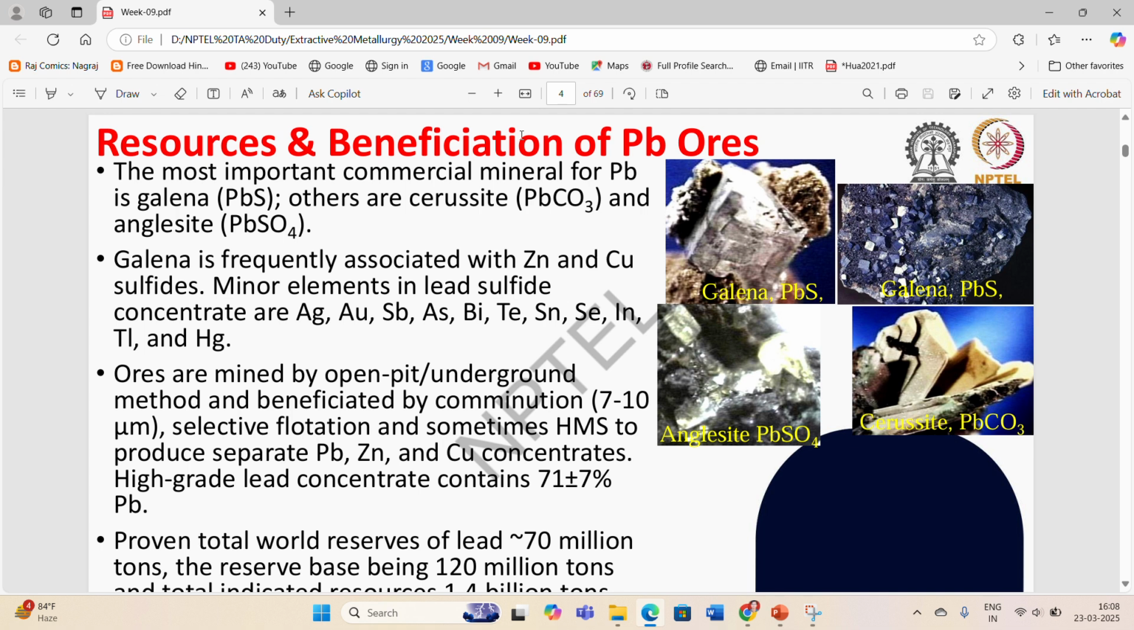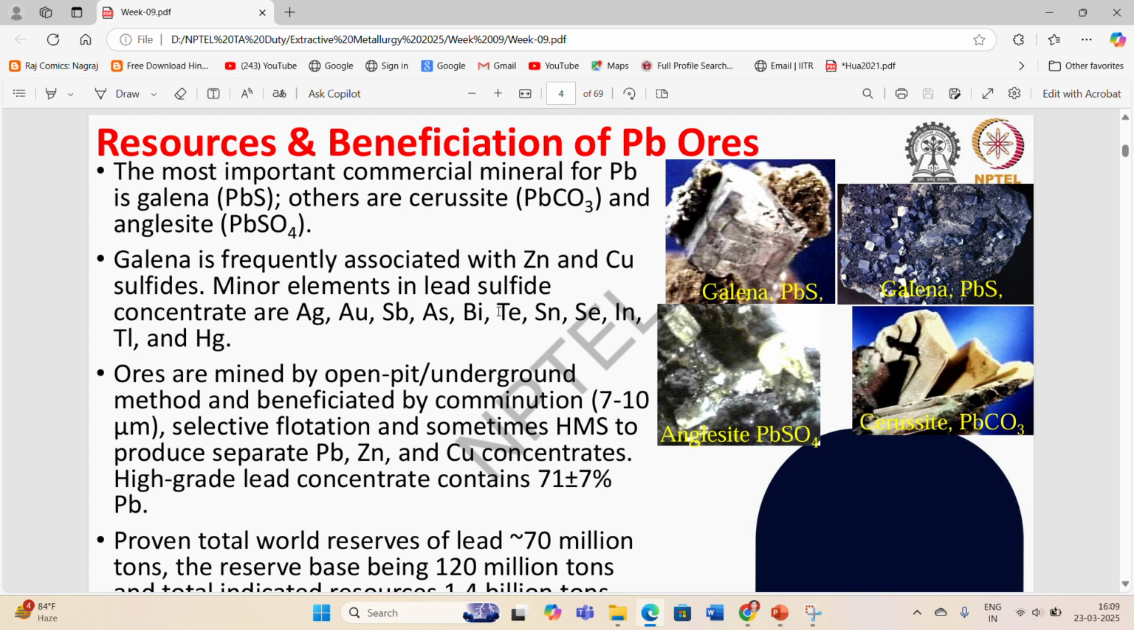Minor elements which can be concentrated in lead sulfides are silver, gold, bismuth, arsenic, antimony, tantalum, tin, beryllium, indium, titanium, and mercury. So, these are some elements which can also be extracted from these galena ores. Ores are mined by open pit or underground methods and beneficiated by comminution down to 7 to 10 micron for achieving the proper liberation size to concentrate the lead-containing galena ore for further processing. Then generally selective flotation and sometimes heavy media separation are applied to produce separate zinc, lead and copper concentrates, which contain high grade lead concentrate of around 71 plus minus 7%.